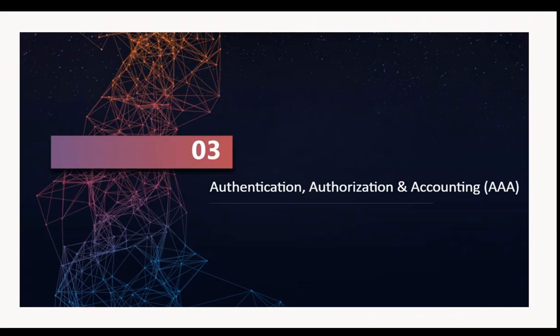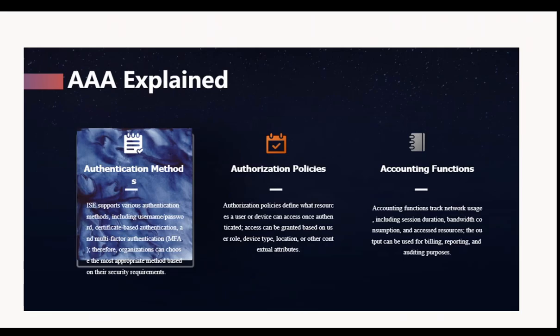Now about authentication, authorization, and accounting. The authentication, authorization, and accounting are the main functions that the ISE deployment provides. So with that, authentication, as the name says, authenticates you using methods like username and password, verifying who you claim to be and proving your identity. Based on certificates, username, password, or multi factor authentication, the ISE provides authentication. Therefore, organizations can choose the most appropriate method based on their security requirements out of these possible authentication methods.